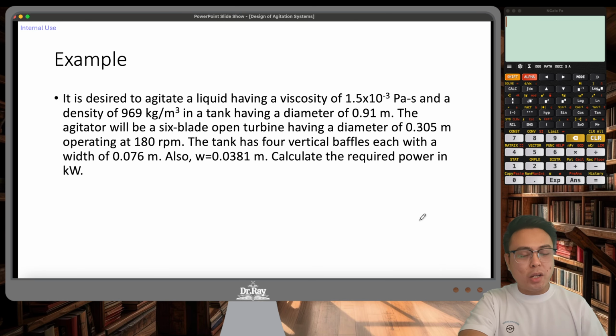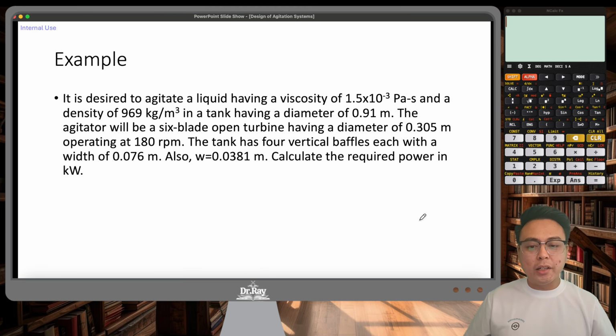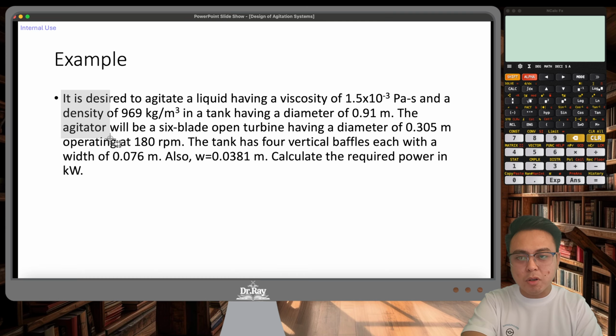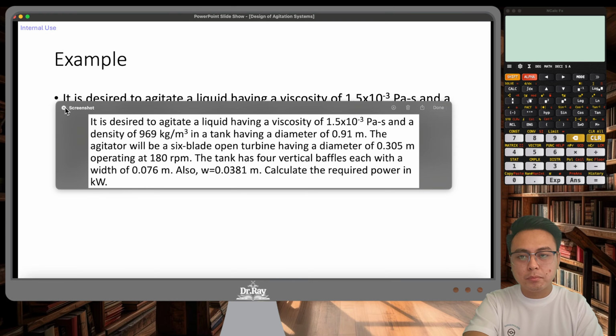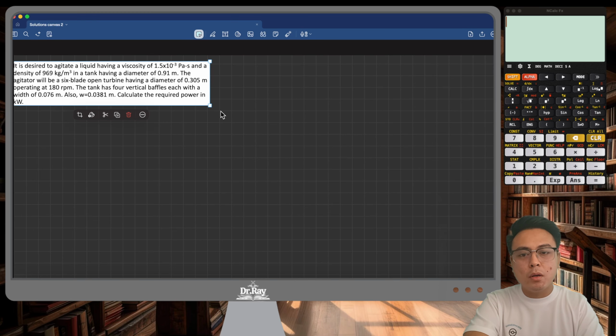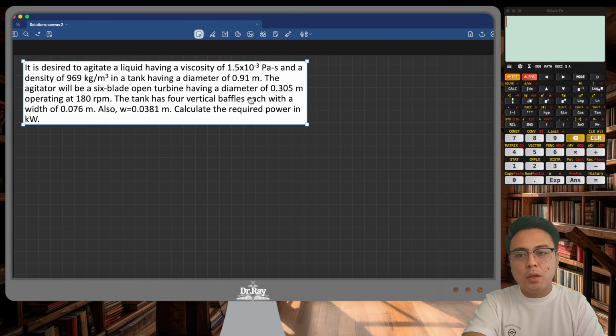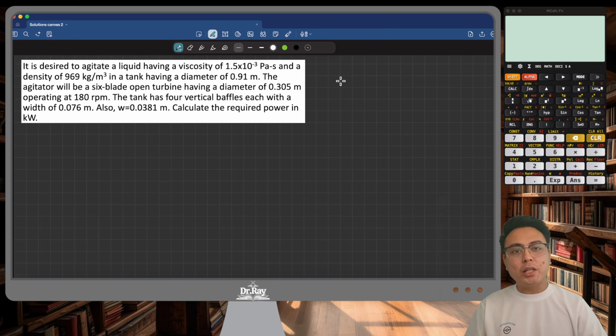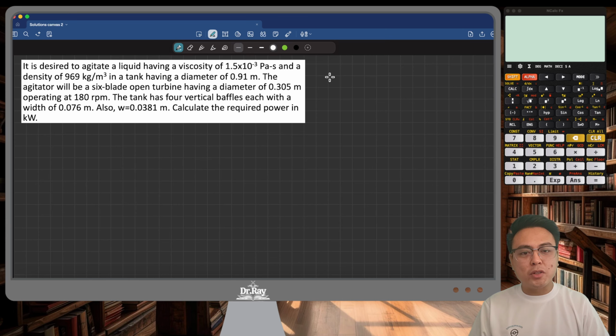Let's have an example and solve this problem. And let's illustrate now how to use that figure. Let me get this problem. Okay, the problem reads: it is desired to agitate a liquid having a viscosity of 1.5 times 10 to the minus 3 Pascal seconds. Let's just write that down.